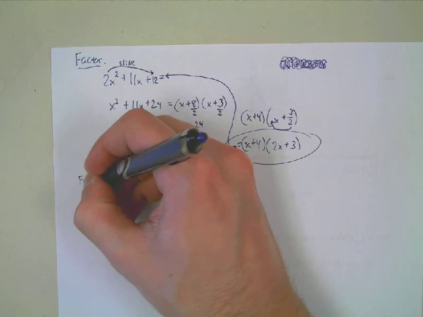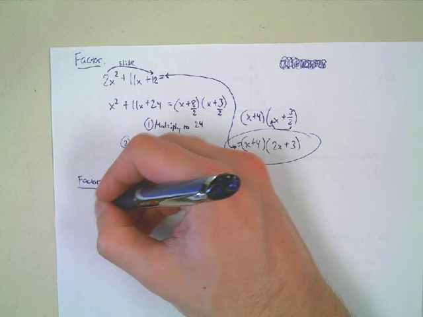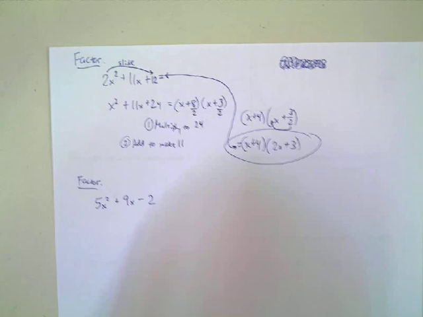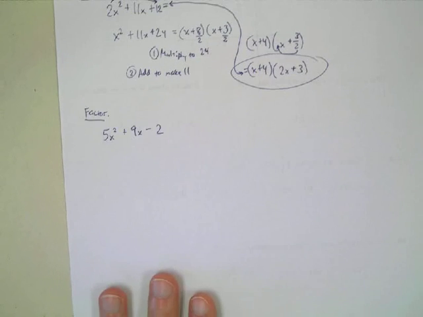Okay, let's do 2 more here. So 5x squared plus 9x minus 2. Okay, 5x squared plus 9x minus 2. All right, Jordan, what's going to be our first step here? How do we do this?